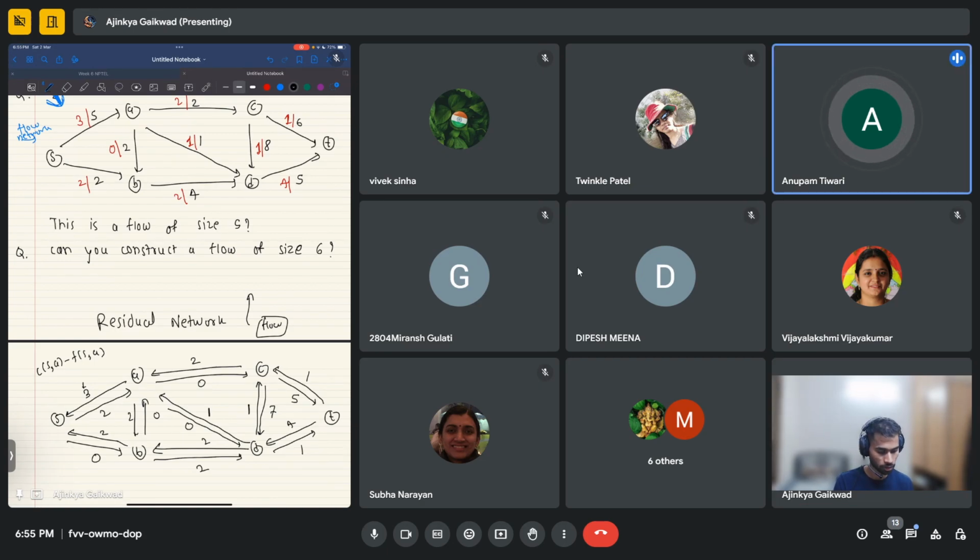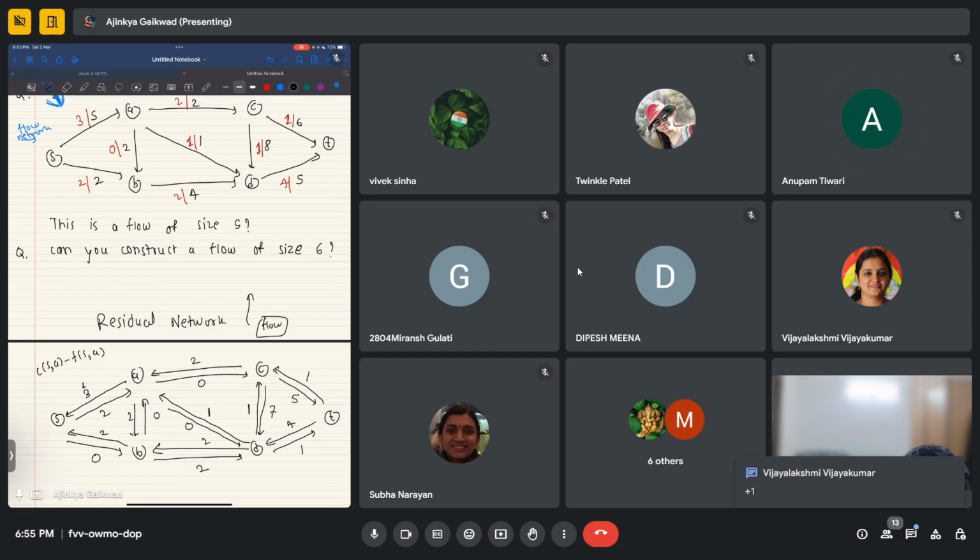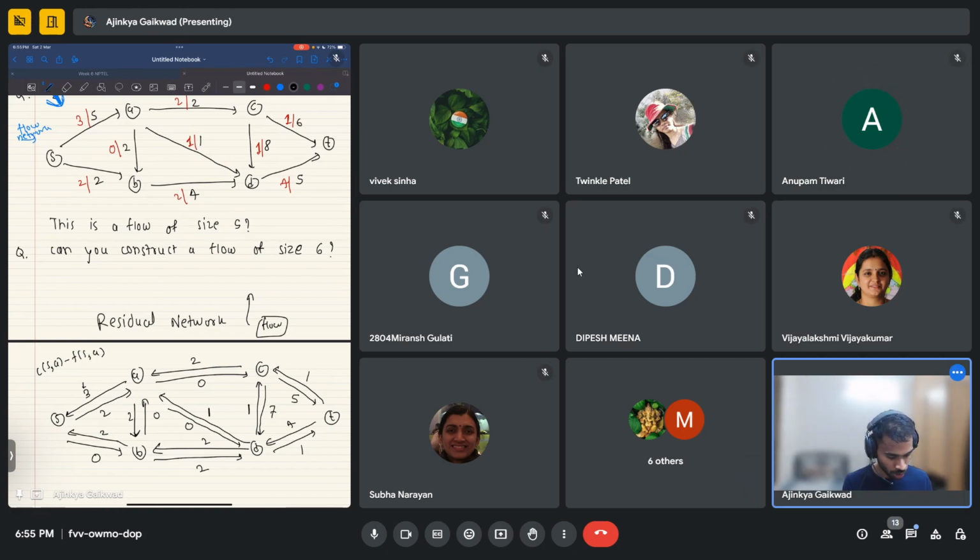So direction of AB is reverse, I believe. AB, no. Because if you see the amount of flow from A to B was 0, so the capacity of B to A will be now 0, and then A to B will be 2.